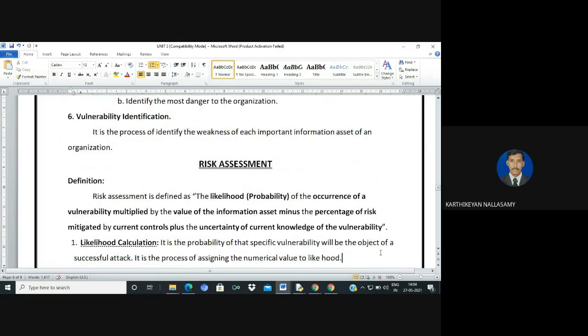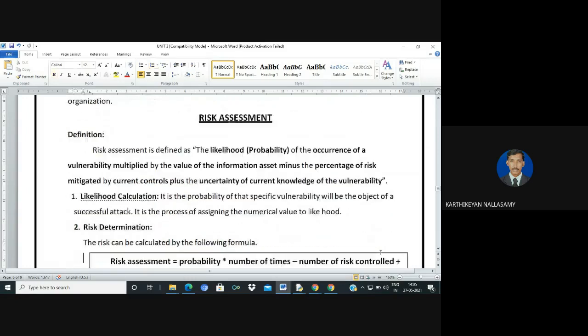I mean, how much percentage of that information is threatened, that is, having a risk. So the risk assessment is based on probability. It is based on the number of vulnerabilities multiplied by the value of the information, that means the weighted factor of that information asset, minus the percentage of the risk mitigated by the current control, meaning how much of the risk is controlled by the current scheme, plus how much percentage of the risk is not known by us, not covered by this management scheme. So this is the formula.